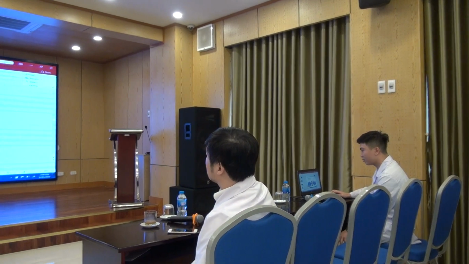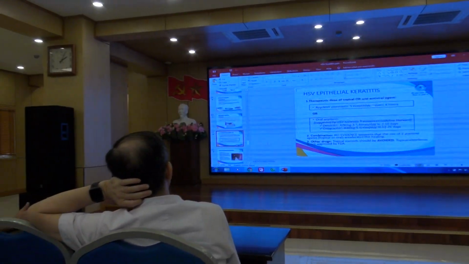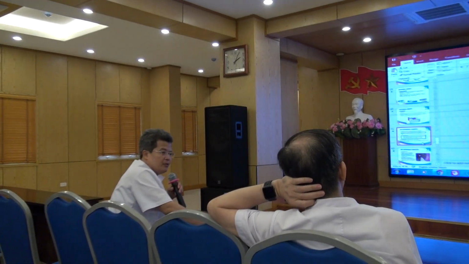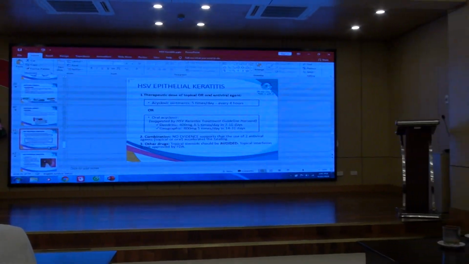And there are some clinical pictures, for example epithelial keratitis and even endotheliitis due to herpes. Should we differentiate them from other diseases? Because some clinical pictures look similar to a dendritic ulcer, but in fact are not. So how can you differentiate?